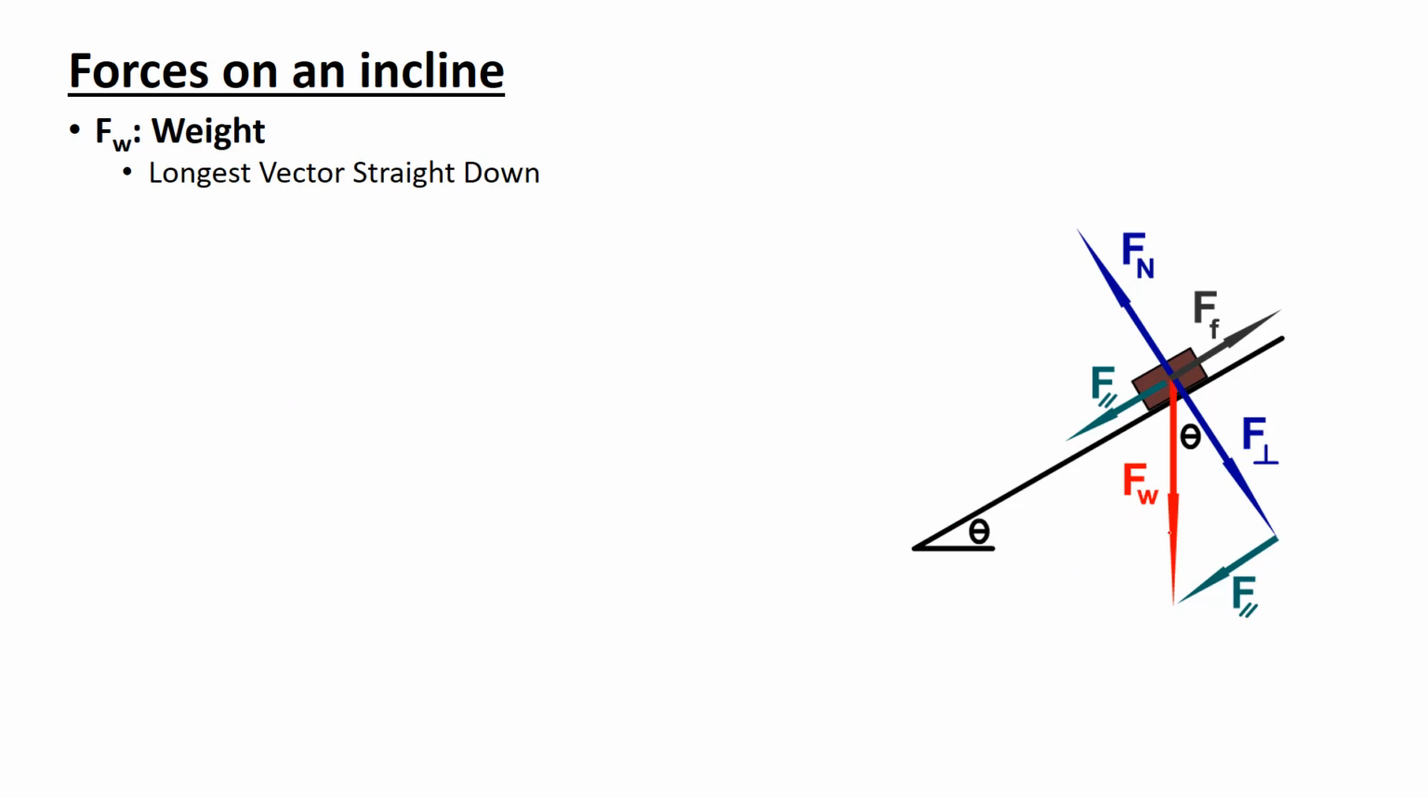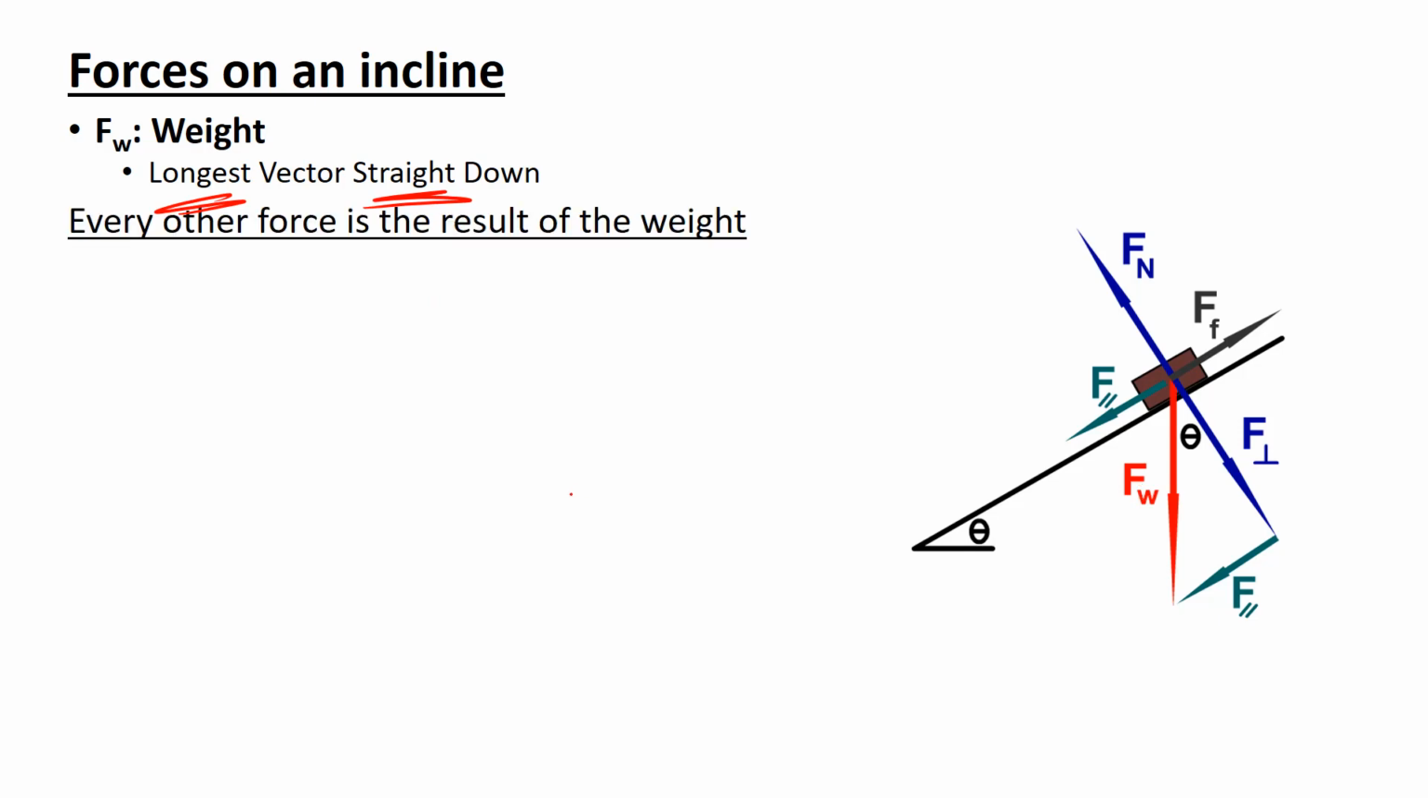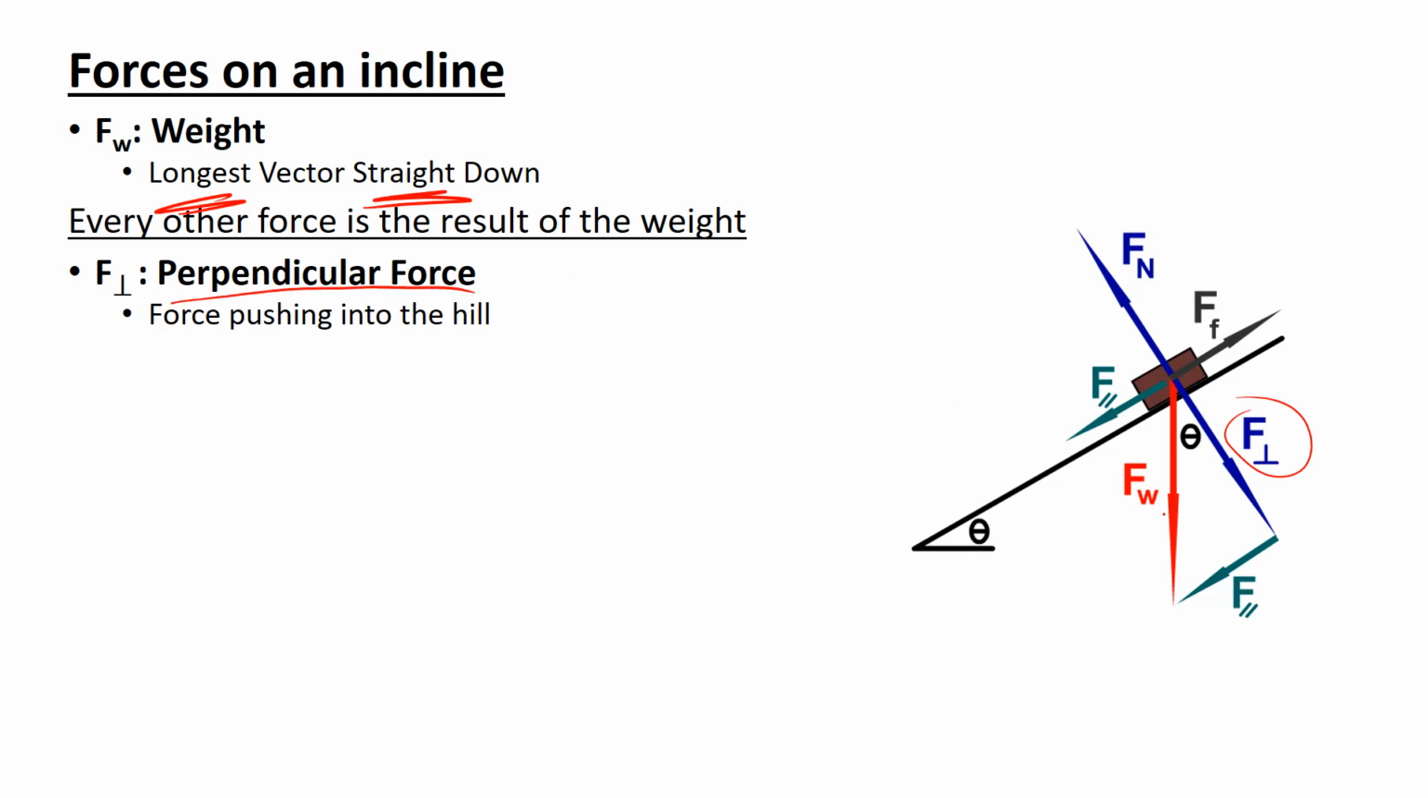Make sure the weight is, first of all, straight down, and it's longer than any other vector. So always going to be straight down and longest. That's going to be a key to you being successful at these problems. Next is all the forces caused by this weight. Once you have this weight pushing down into the earth, you now have a force pushing into the hill. And we call that, this right here, your perpendicular force, force into the hill.